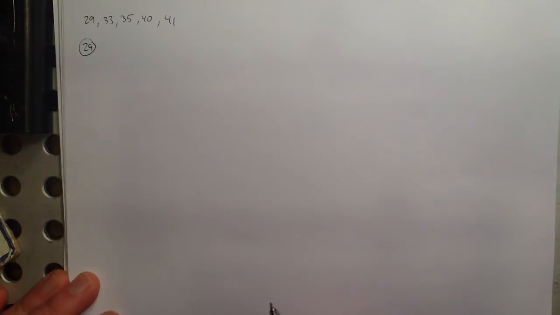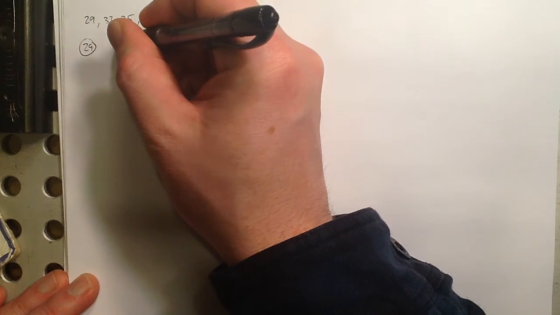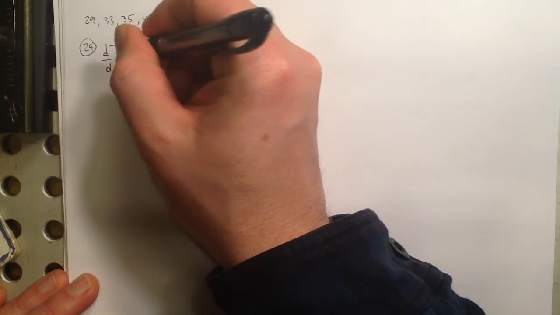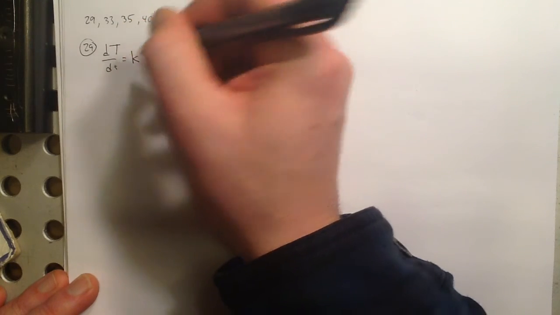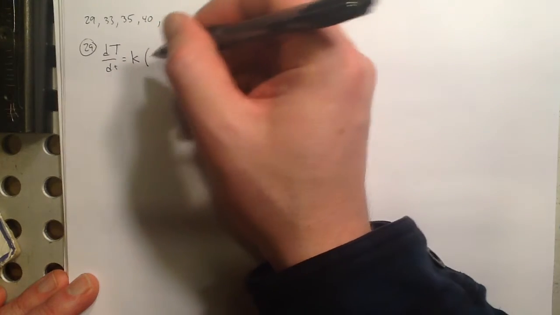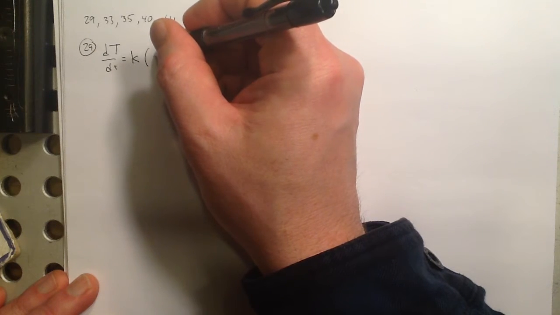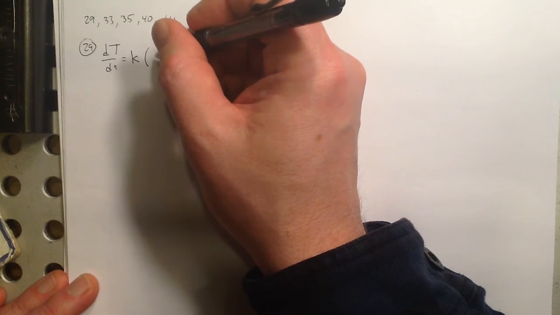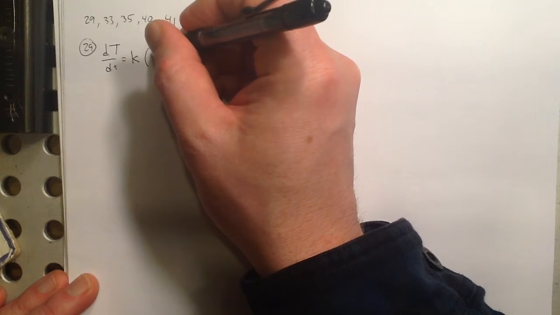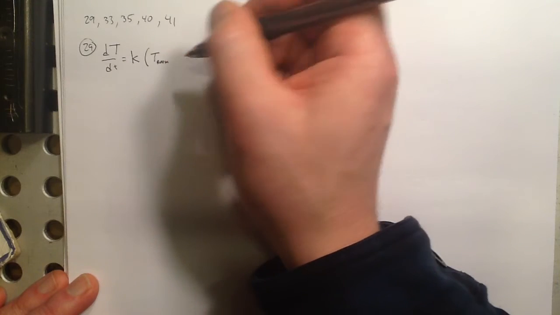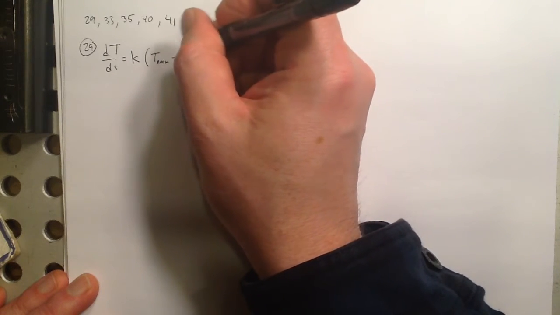So number 29, we're doing Newton's law of cooling, which says that the rate of change of the temperature of something is directly proportional to, that's the constant of proportionality K, the difference between the temperature of the object and the room temperature. So temperature of the room, that's just a constant, minus T.